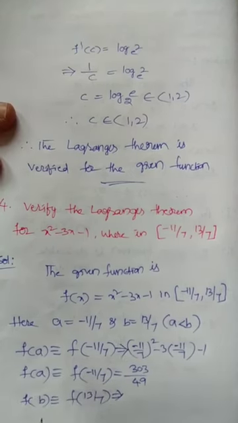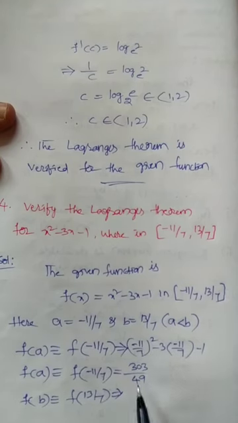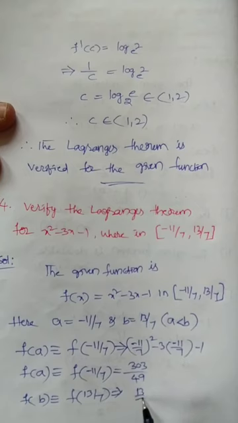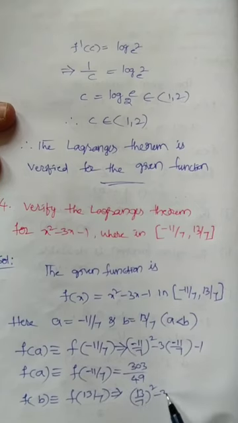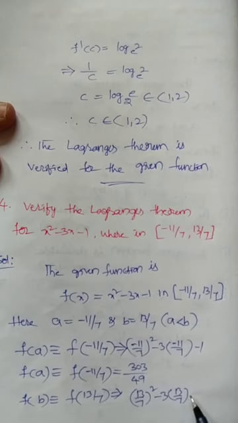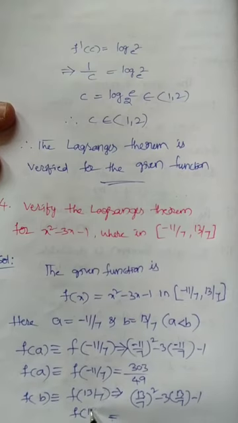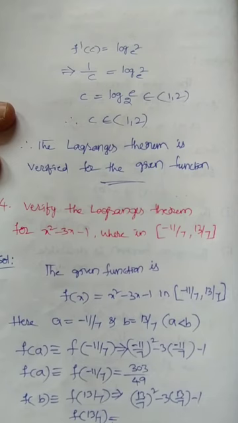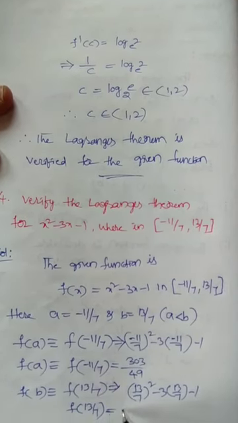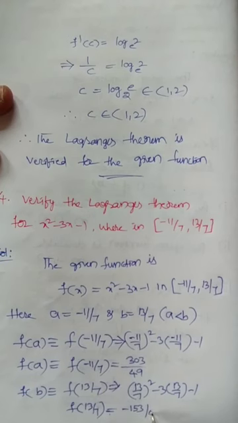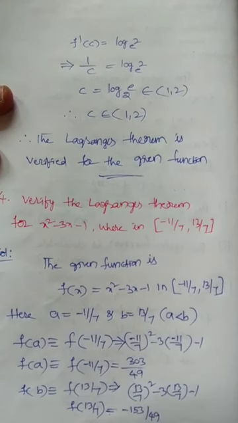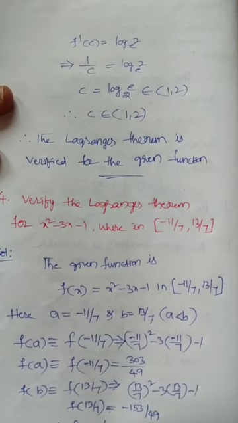Now f of b is f of 13 by 7. I need to find it by substituting 13 by 7 in the given function. I get 13 by 7 whole square minus 3 into 13 by 7 minus 1. By simplifying, f of 13 by 7 value is minus 153 by 49. Therefore I got f of a is not equal to f of b.